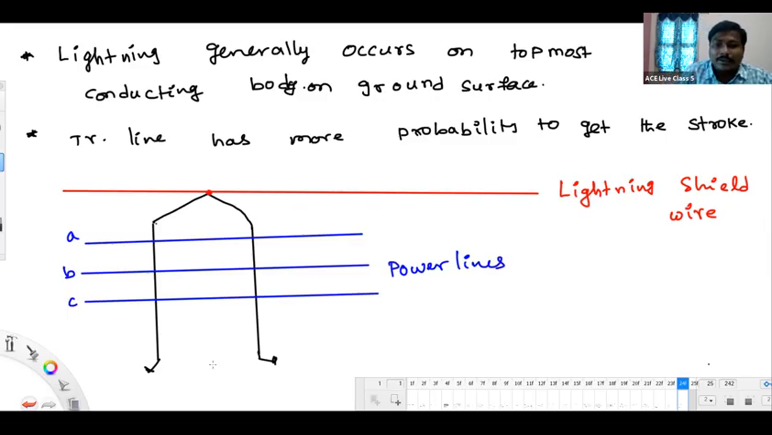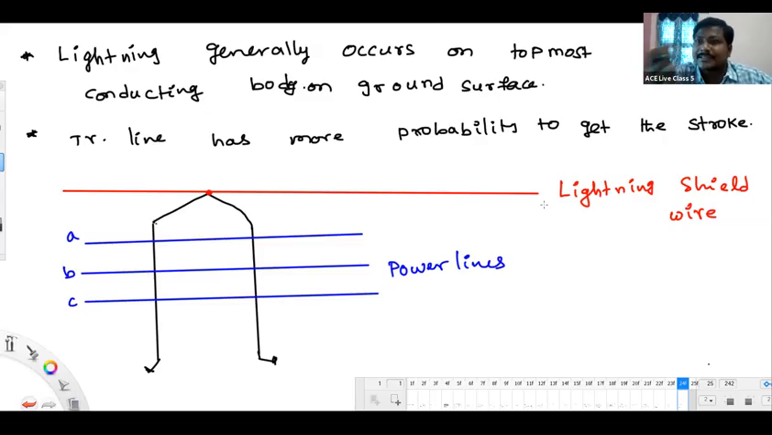So I think most of you might have seen this wire outside. Yes or no? Yes. Okay. Tell me now some simple properties of this wire. How is the size of this shield wire compared to the power line? Very less. It's a thin wire.